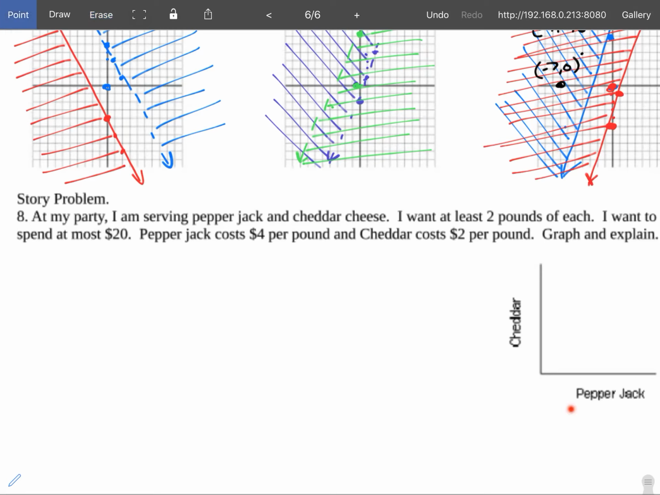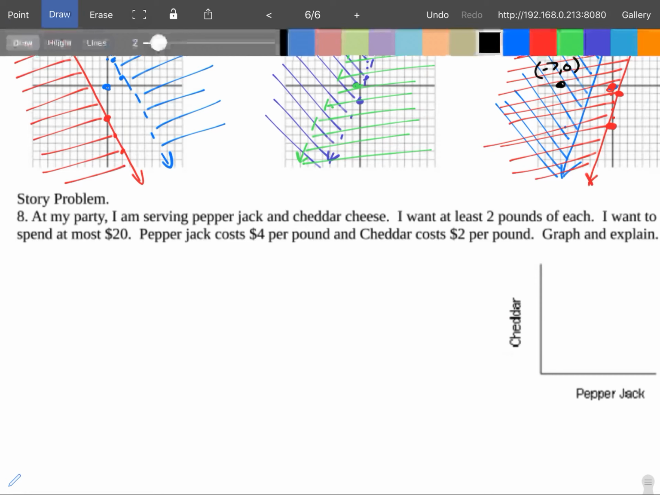So the first thing we'll do is, if you look at the graph over here on the right, they have pepper jack on the x-axis and they have cheddar on the y-axis, okay? So that means that the pepper jack is going to be your x, and the cheddar is going to be your y. All right, and it's the number of pounds. So it's the number of pounds, and that's for both x and y.